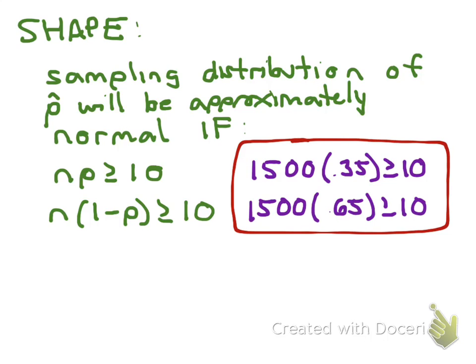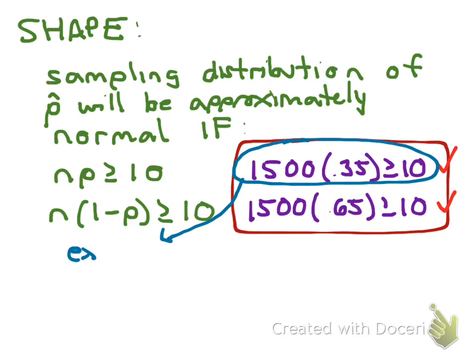So we plug into the formulas here, and I'm not even going to compute those numbers. I think it's fairly easy to see here that if I were to compute both of those numbers, they'd both be greater than or equal to 10. I'm definitely safe here, and I can assume that we have an approximately normal distribution.